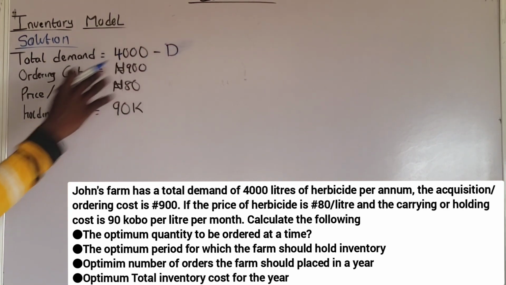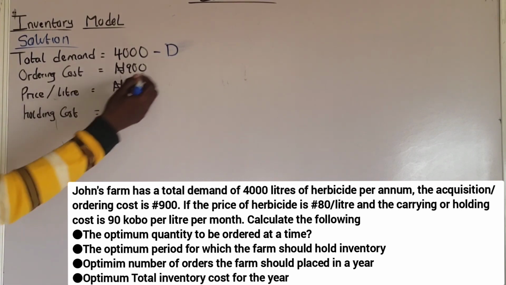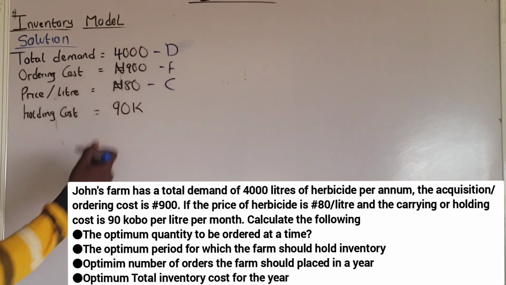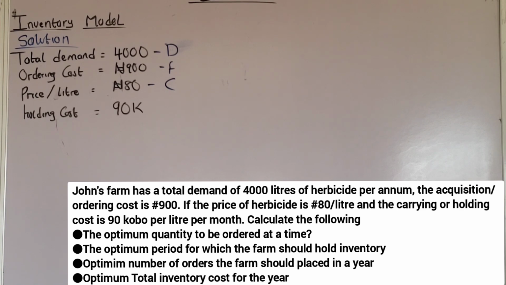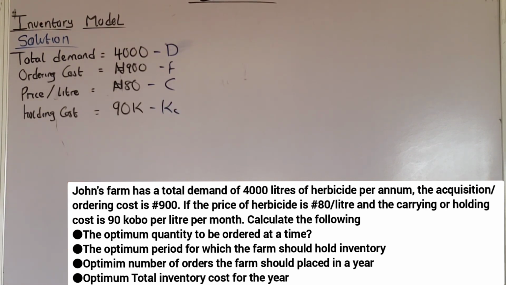Let's call the ordering cost or the acquisition cost F. You understand? Then the price of herbicide per liter, we're going to call it C. And the holding cost, which is 90 kobo, let's call it KC. Now, if you look at the question, the time is annum, and annum means a year.